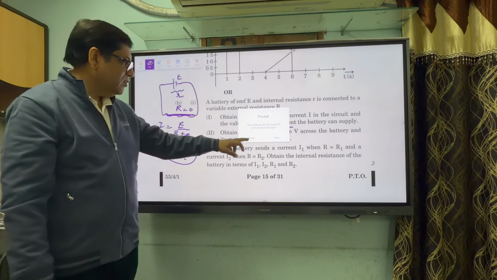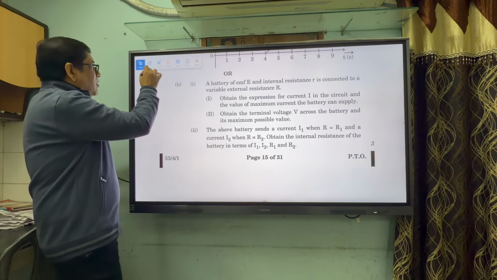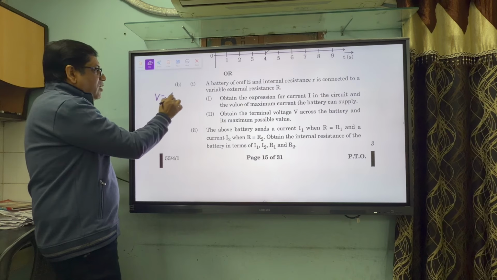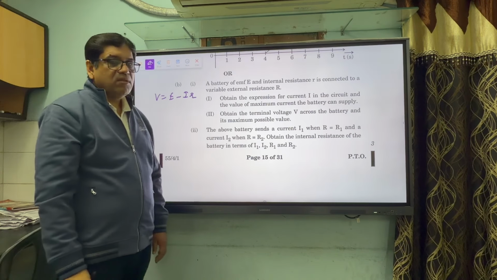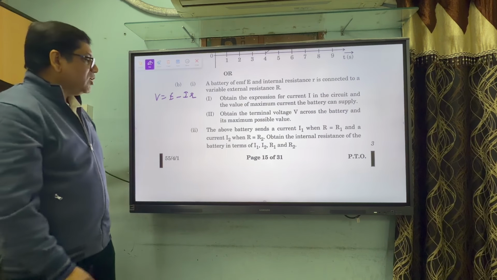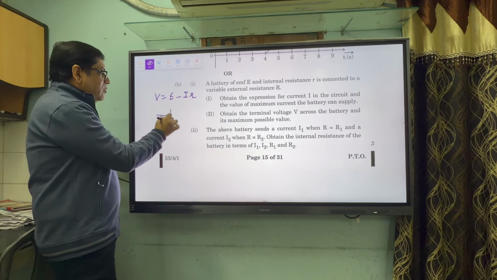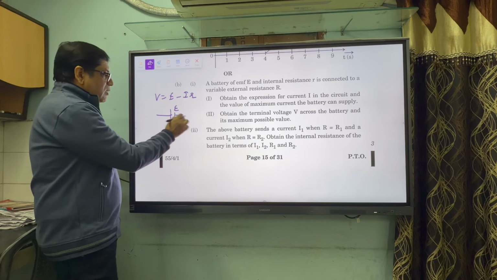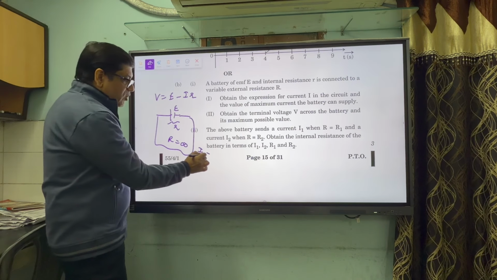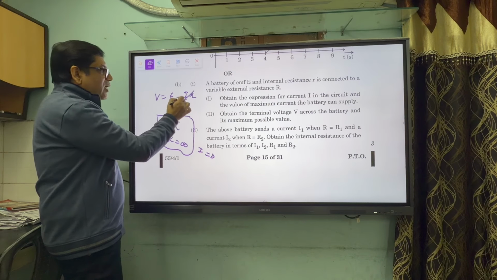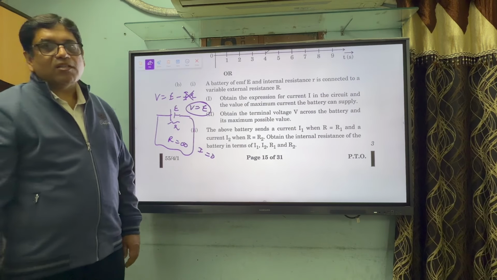In the second part, in the same question, obtain the terminal voltage. We know that terminal voltage of a battery is given by E minus I r. That is terminal voltage. And when will terminal voltage be maximum? When no current is flowing through the circuit. When the external resistance becomes infinity, then current flowing will become zero. No current will flow. That means voltage will be equal to E. Maximum value of voltage is the EMF, when no current is flowing through the cell.